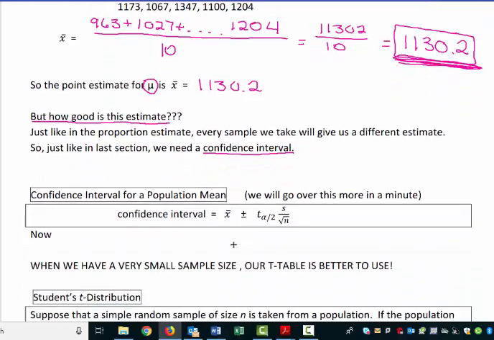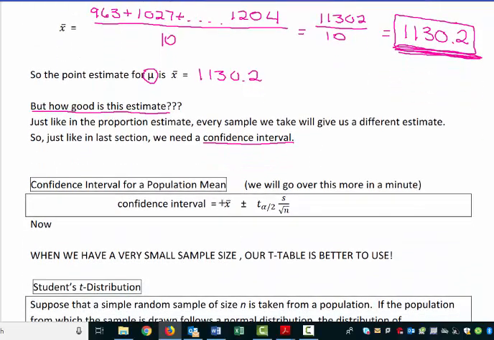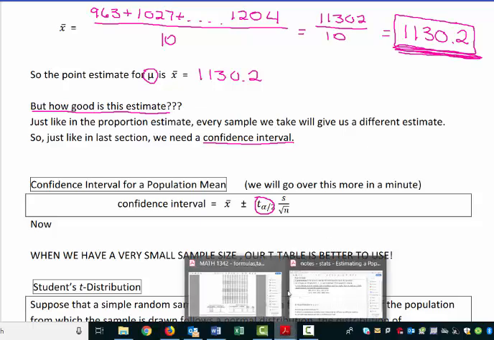Okay, so here's the formula for the confidence interval. It is the mean that we got from our sample, plus or minus, here comes that t, this is not a z anymore, we'll talk all about that in a sec, times the standard deviation divided by the square root of n. So there's our formula. It is in our formula sheet.